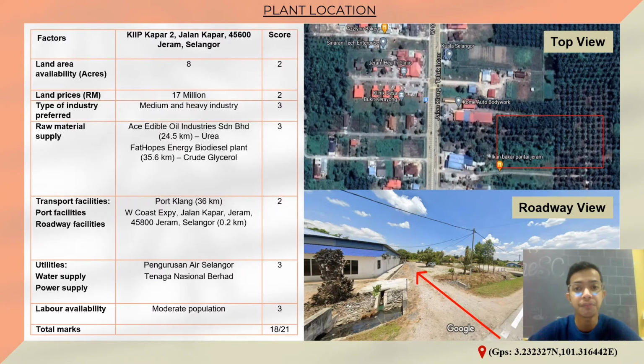The raw material urea will be supplied from the edible oil industry, and the crude glycerol will be supplied from the Petcoke Energy biodiesel plant. Other than that, our plant location is 0.2 km from the main road Jalan Kapar, with road access, water, and electricity available from Pengurusan Air Selangor and Tenaga Nasional Berhad. Since the plant is located about 2 km from the residential area, the availability of manpower is expected to be sufficient to operate the plant.